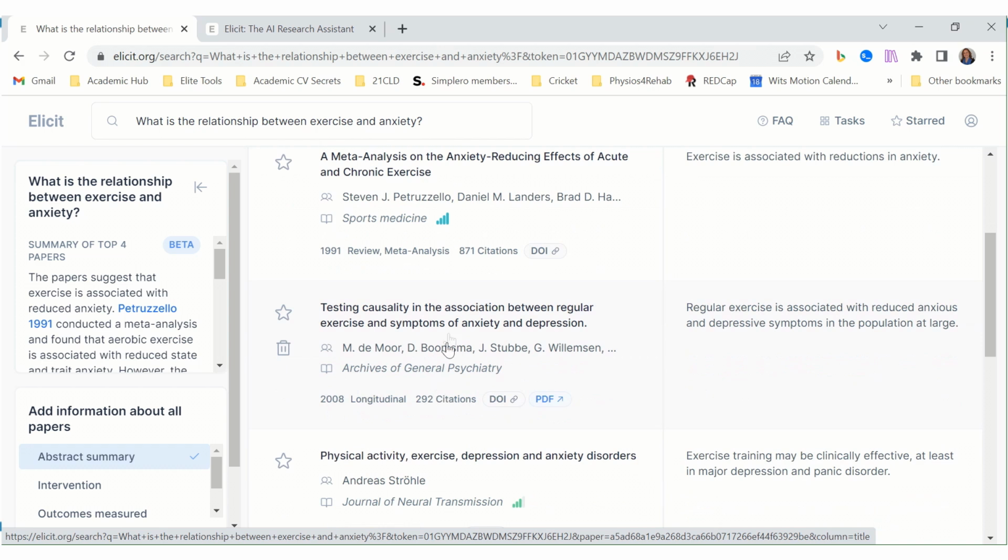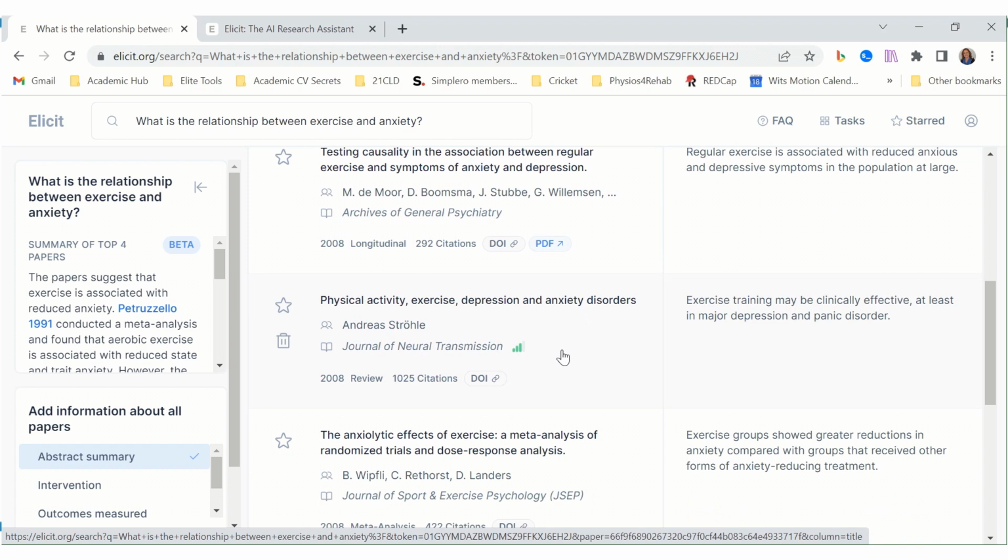Let's go through them. Testing causality and the association between regular exercise and symptoms of anxiety and depression. Very relevant. And here's the abstract summary on the side. Regular exercise is associated with reduced anxious and depressive symptoms. And again, this is an AI tool. I would definitely go and read the article yourself, go and analyze the results or look carefully at the results and see what it finds, but this is definitely helpful. Exercise training may be clinically effective.